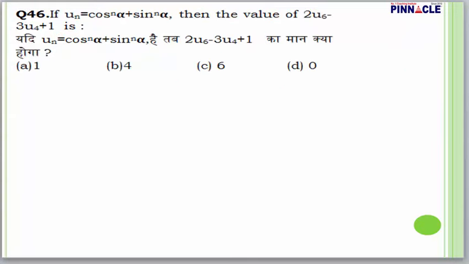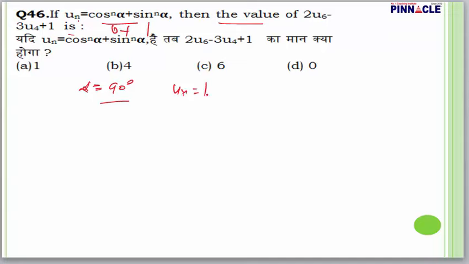Question number 46. Here we have been given this expression and we have to find the value of this. Now in this, if I put the value of alpha, let's say 90 degrees, then this would be 1 and this would be 0. So u_n is equal to 1.